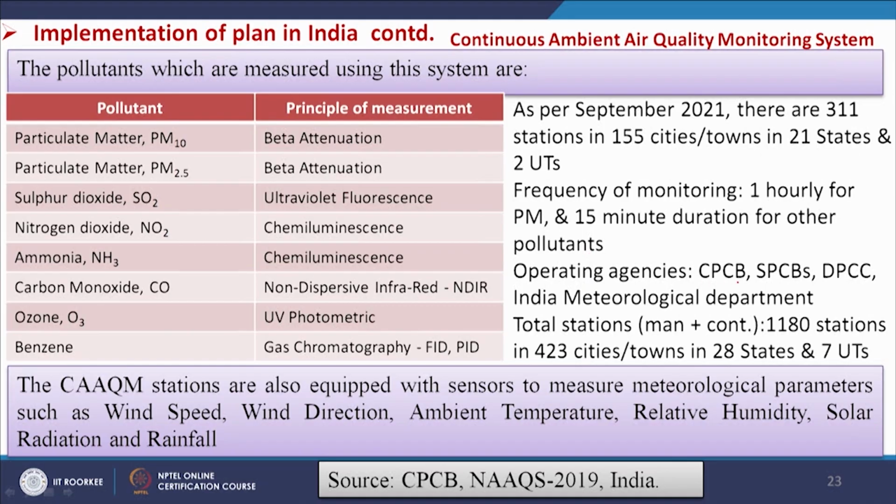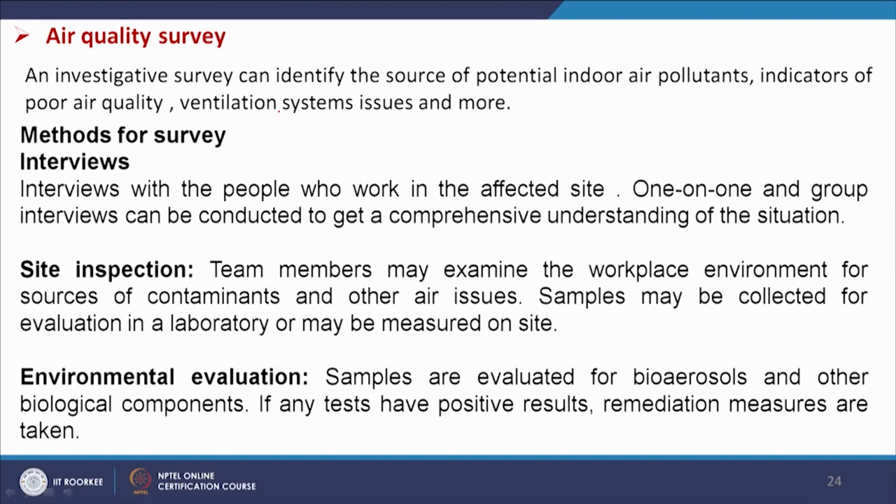Operating agencies like CPCB, SPCB, DPCC, and the India Meteorological Department are responsible for this. Total stations, manual and continuous, number 1180 stations in 423 cities, towns or villages in 28 states and 7 union territories. Out of this, 311 are continuous systems and the remaining are manually operated. Now, we will discuss the air quality survey.